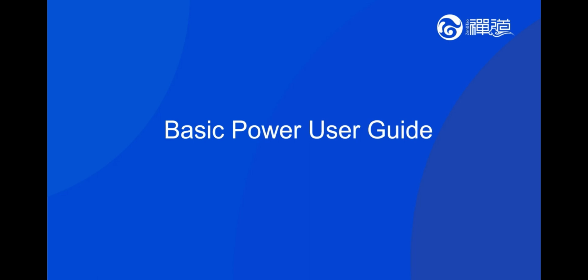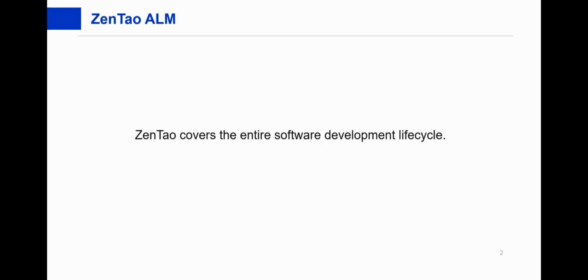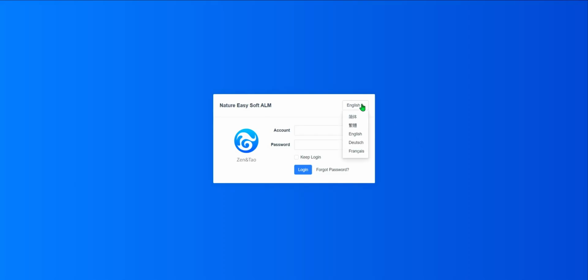Hello everyone, I believe that you have gone through the quick start video. Now let's check the basic power user guide. First of all, ZenTao is a professional project management tool based on the Scrum methodology and CMMI philosophy. It integrates multiple features to cover the entire software development lifecycle. Let's log in to ZenTao. Here you can set your ZenTao language first.